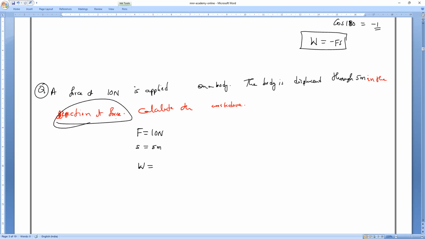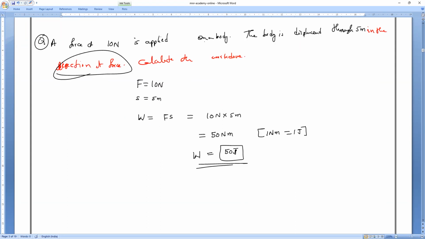So amount of work done, you can notice it is in the same direction as the force. So is it positive or negative, everybody? It is positive. So 10 newtons into 5 meters, which is equal to 50 Newton meter, and in bracket you write 1 Newton meter is equal to 1 joule. So the answer is 50 joules. Is it okay, everybody? Clear? All of you? Yes, please. Do it fast.